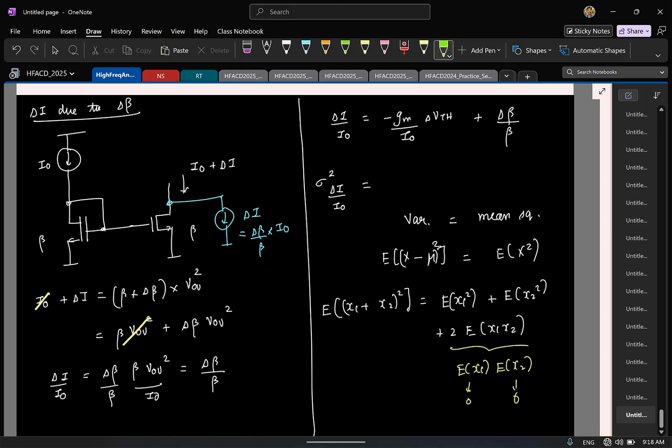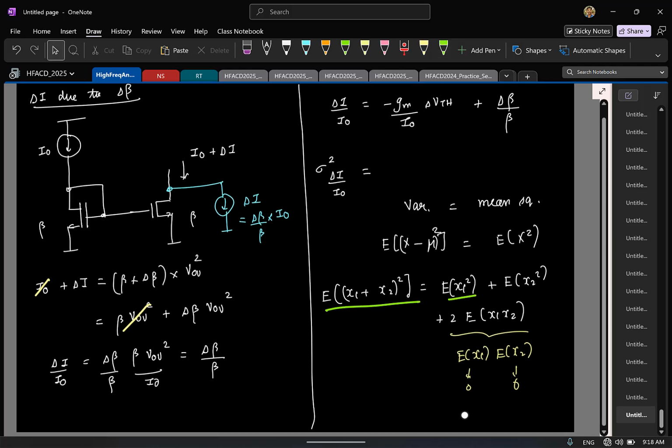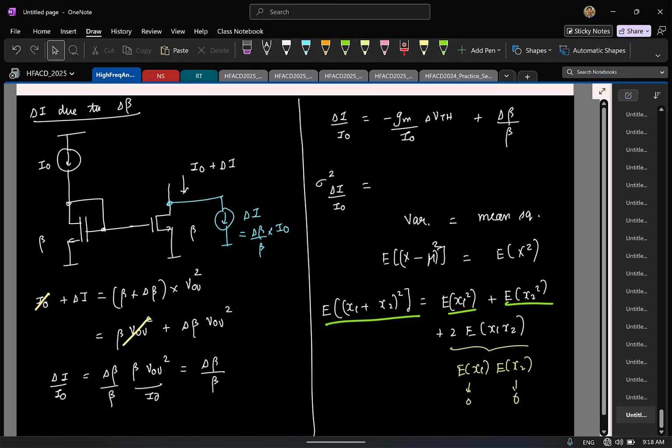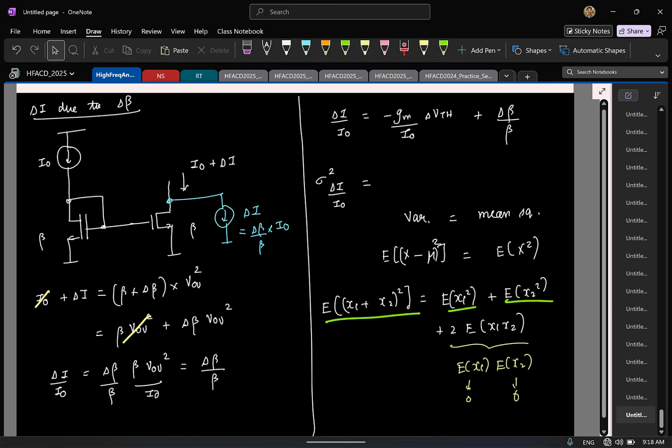So if I want to find the expected mean squared value of the sum, it is essentially the sum of the individual mean squares. This is true if you have 0 mean independent random variables. Two things are happening: they are independent and 0 mean.